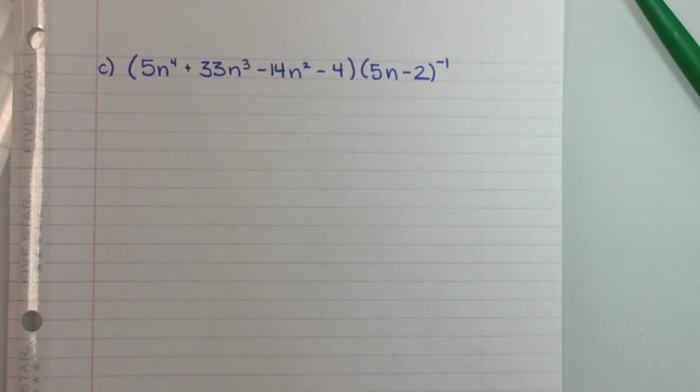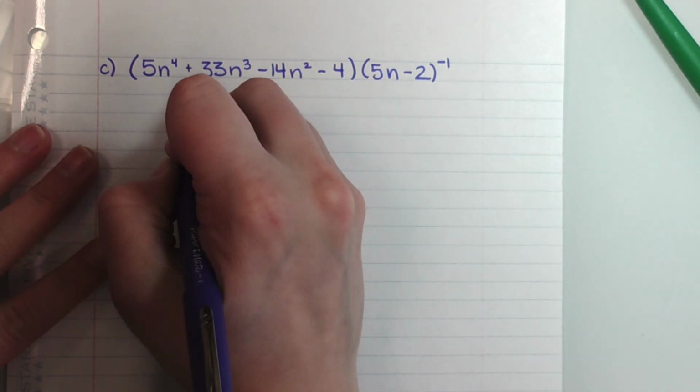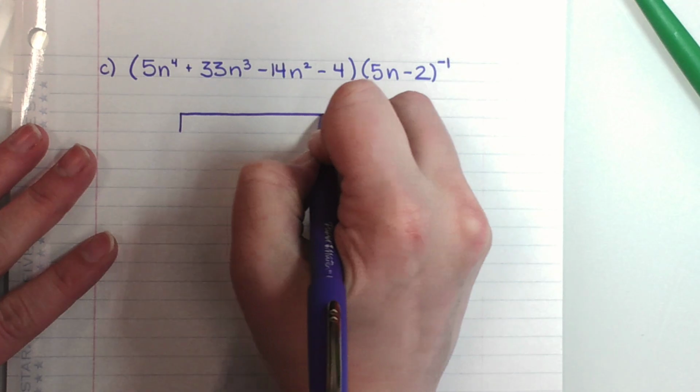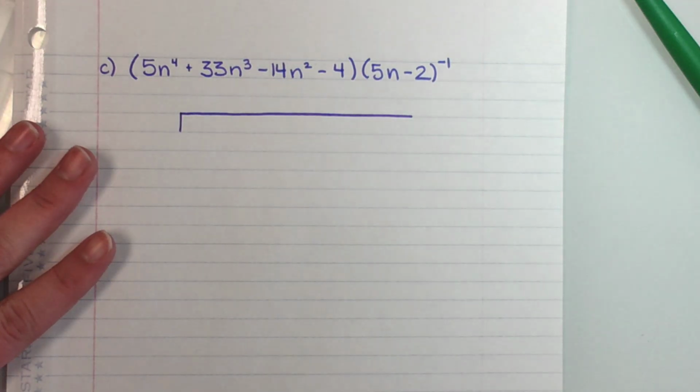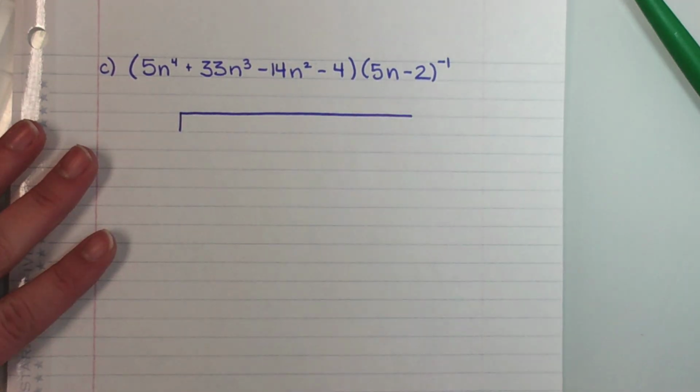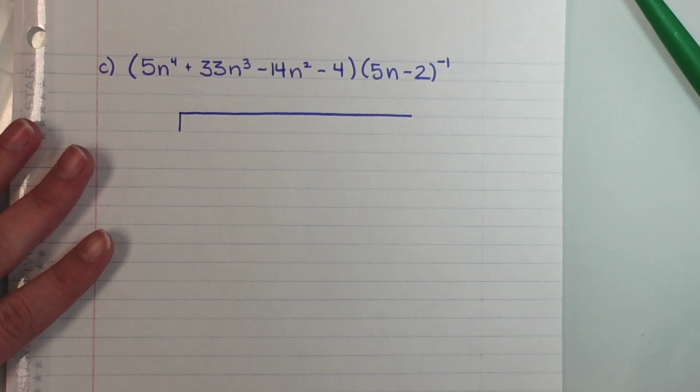5n to the 4th plus 33n cubed minus 14n squared minus 4 getting divided by 5n minus 2. This goes inside. Do I write it exactly as is? Is it in the right form? No. It's missing a term. Which term is it missing?